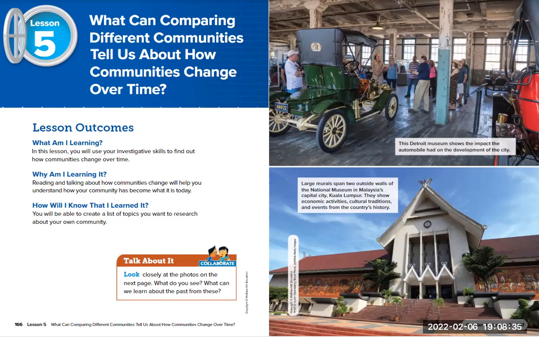And the bottom image is a picture from Malaysia, Kuala Lumpur. And it says large murals span across 2 outside walls of the National Museum in Malaysia's capital city, Kuala Lumpur. They show economic activities, cultural traditions, and events in the country's history. So Kuala Lumpur isn't part of the United States. It's a separate country. Malaysia is a separate country, and Kuala Lumpur is the capital of Malaysia. So it's in Southeast Asia. If you've ever seen Singapore, then you might know where it is.